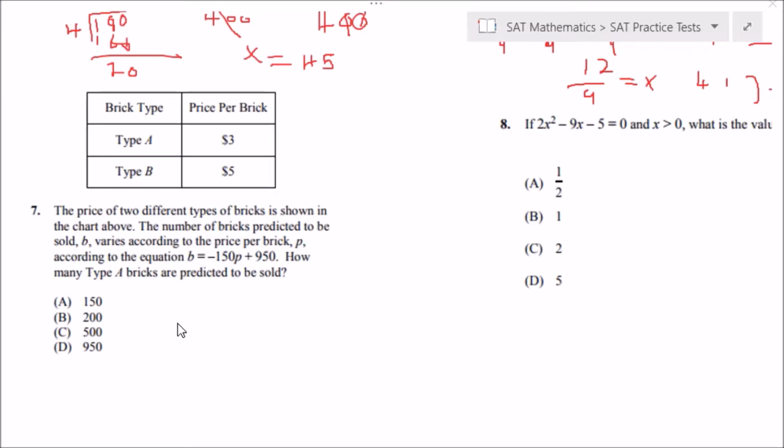Before I continue, I'd like to encourage you to try the questions before I solve them myself. Alright, let's get back to the question.